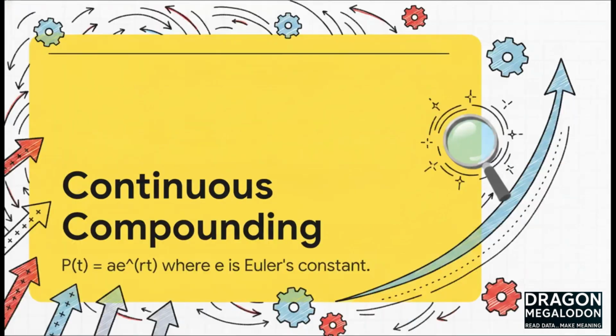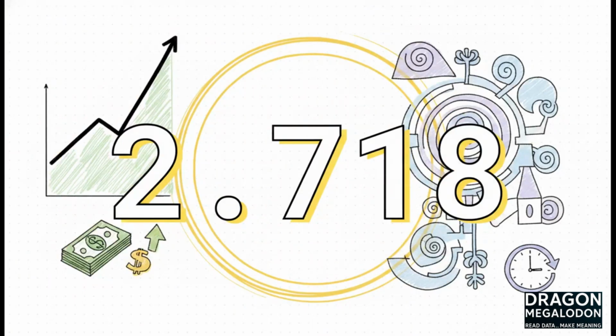Now, what happens if we push the hardware to its absolute literal limit? I'm talking about compounding infinitely, 10 times, 1,000,000 times a second. When you hit the limit of compounding more and more frequently, you achieve continuous processing. We completely replace our standard loop with the continuous compounding formula. That's P of t equals A times e to the power of r times t. The absolute key here is this magical number, 2.718. You probably know it as Euler's constant, or simply just e. You need to treat e as the ultimate continuous growth variable.